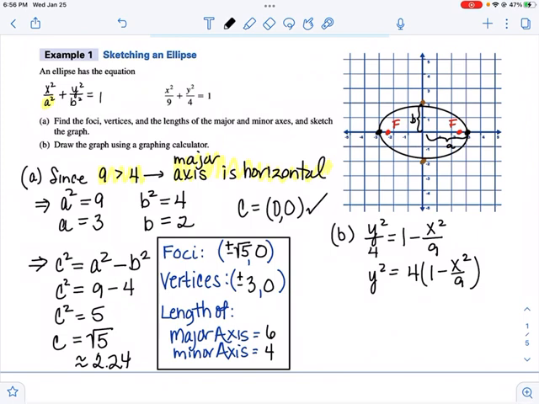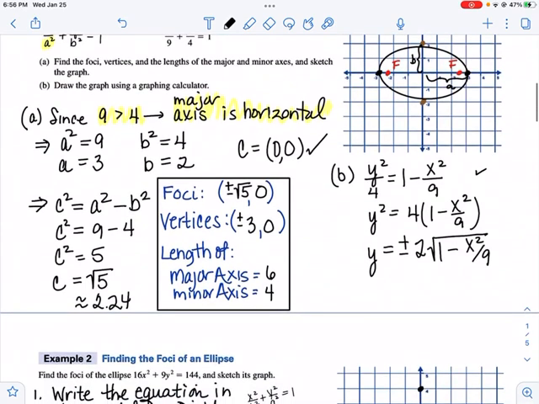graph. Okay, now with a graphing calculator, if you want to graph this, you're going to have to solve for y. So I did the first step there where I brought over the x squared over 9, and then I multiplied by 4, and then I'm going to get y is equal to plus or minus, that square root of 4 is going to be 2, and then times the square root of 1 minus x squared over 9. Okay, so I have the plus or minus.